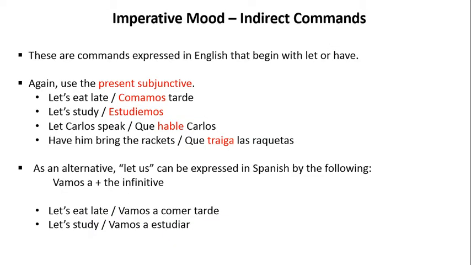Now let's go to the imperative mood to issue indirect commands. These are commands that in English begin with let or have. Again, use the present subjunctive. For example, let's eat late, comamos tarde. Let's study, estudiemos. Let Carlos speak, que hable Carlos. Have him bring the rackets, que traiga las raquetas.